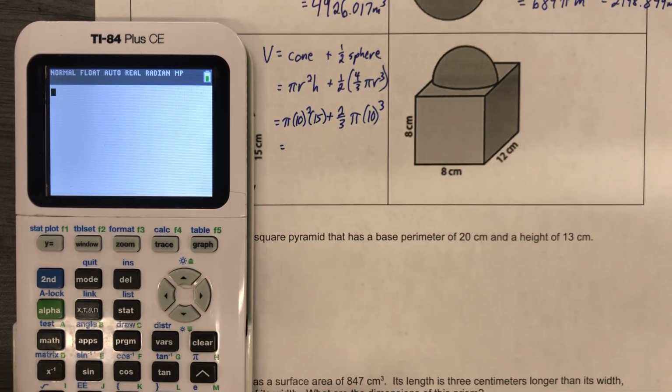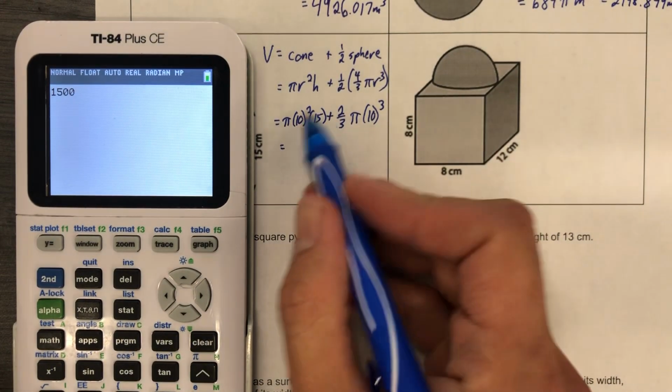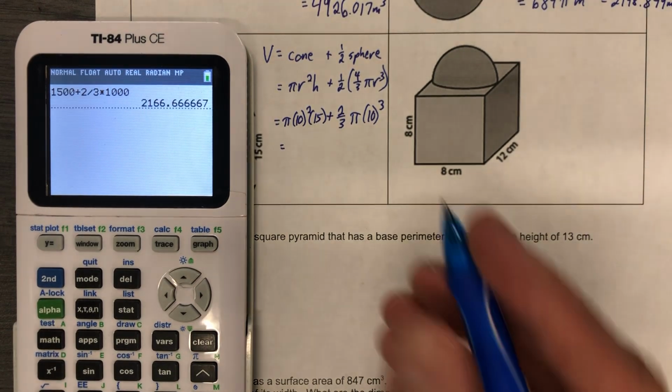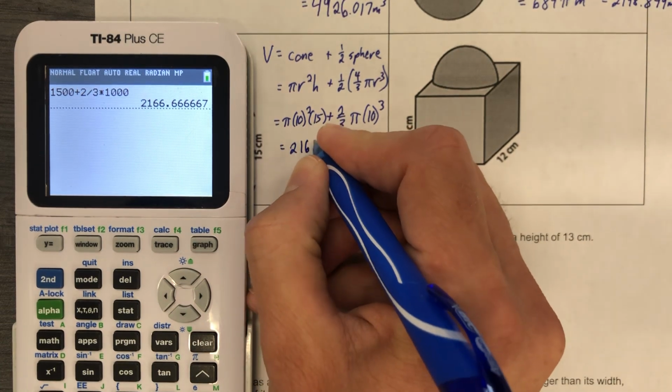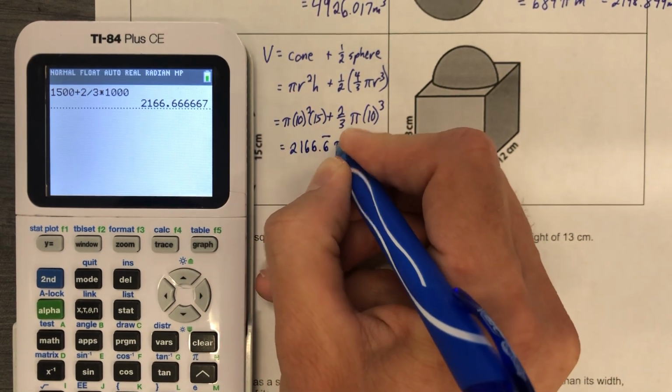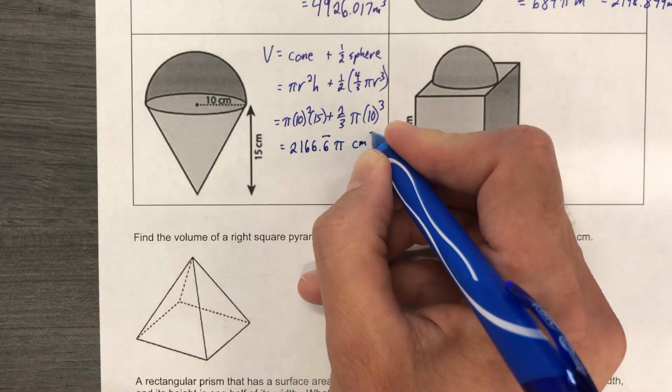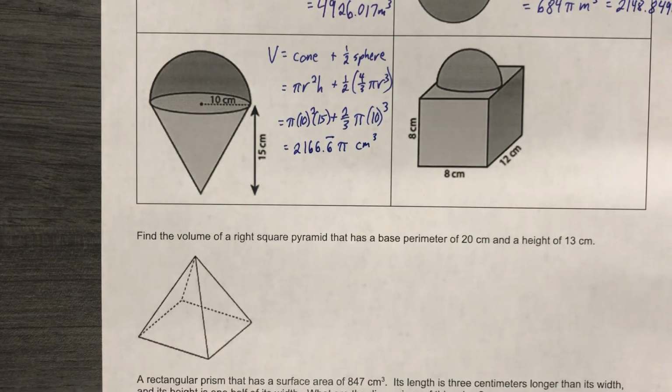Oh, why did I type that? 1500 for this first term, 1500 pi, plus 2/3 times 10 to the third. That's going to be a little decimally, but that's all right. 2166.6 repeating pi. What are we measuring? Ice cream. Cubic centimeters of ice cream. It's a lot of ice cream.